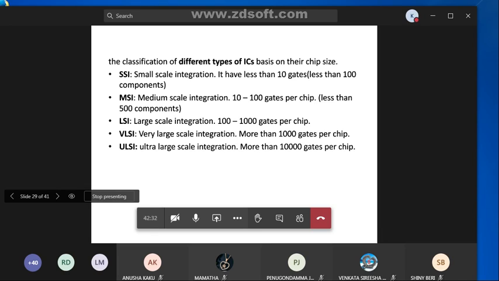In ultra large scale integration, it contains more than 10,000 gates, right? So these are the different types of ICs based on their sizes. Small scale integration less than 10 gates, medium scale integration less than 100 gates, large scale integration between 100 to 1000 gates, very large scale integration between 1000 to some 10,000. In ultra large scale integration it is greater than 10,000 gates per chip, right?